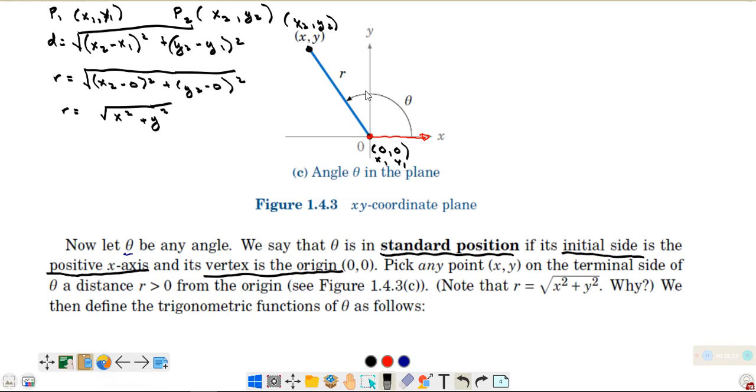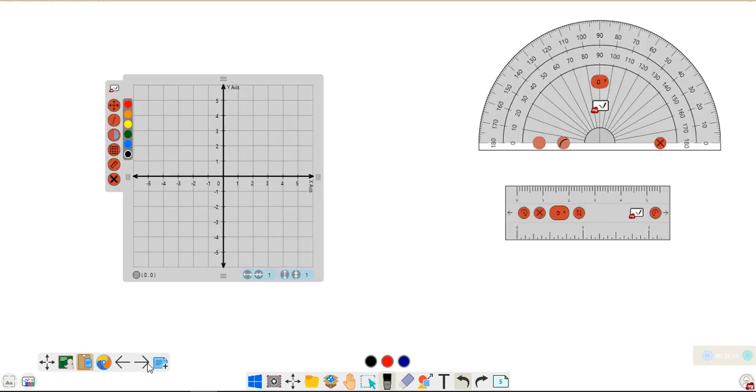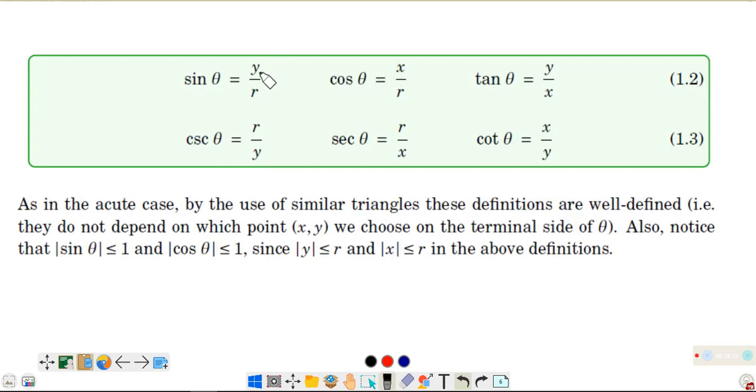So, if you already have the value for x, y, and r, madedefine na natin yung 6 trigonometric function values of the angle with coordinates at xy for the terminal side. Ito yung table natin for the trigonometric function values. Sine theta, y over r, cosine theta, x over r, cosecant theta, r over y, secant theta, r over x, tangent theta, y over x, cotangent theta, x over y.